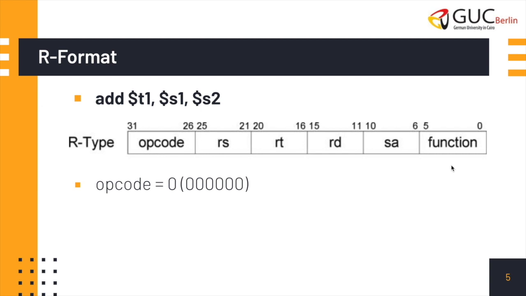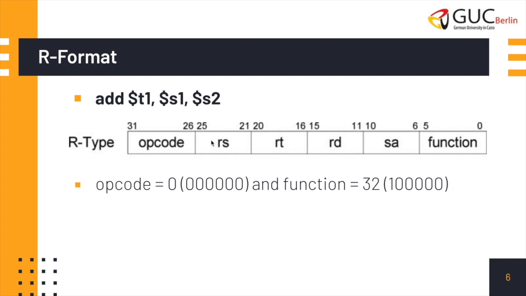So you will retrieve the function of the add from this table. You will find out that the function of the add is 32. So I need to convert 32 into binary, which is 1 and 5 zeros, because the field is 6 bits, so it will be 1 and 5 zeros. Okay, now we have the opcode and the function. We need to get the rest of the field values.